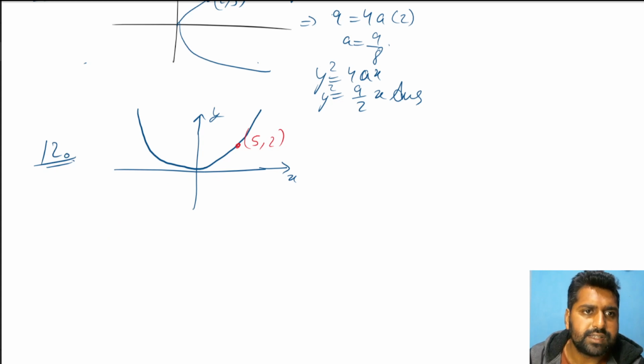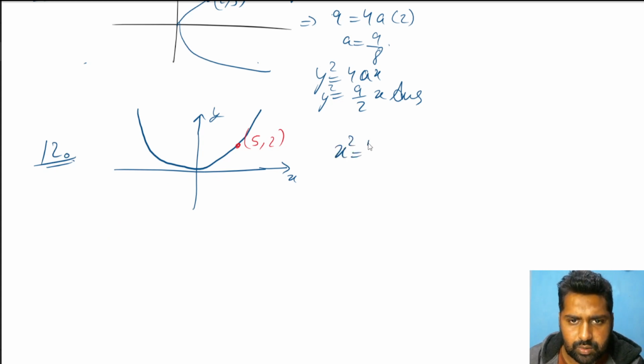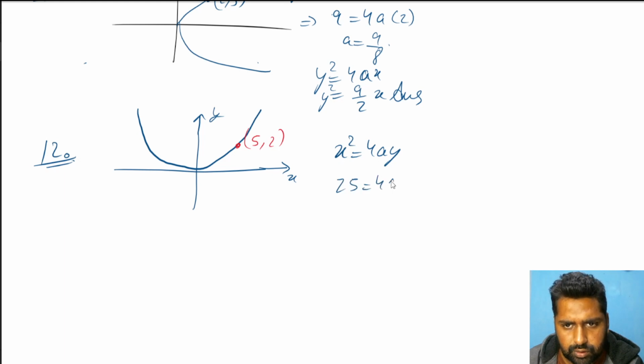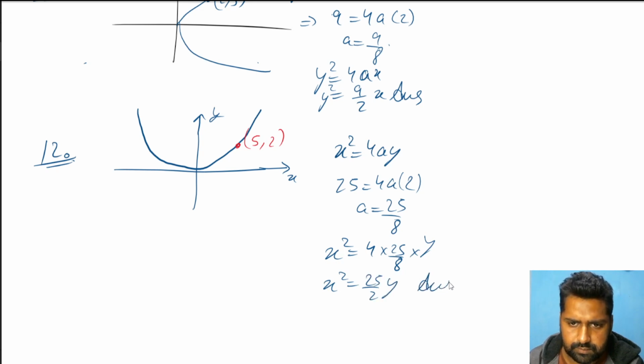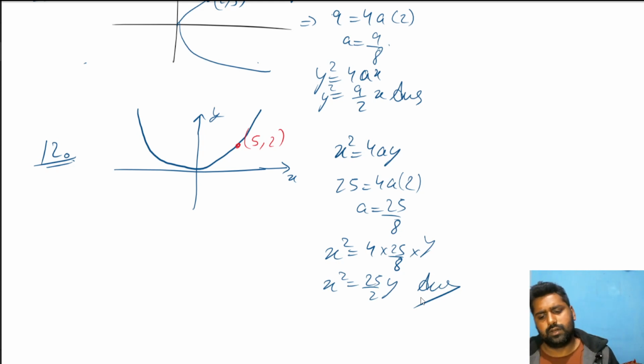Let's remove it. And what is the equation of this one? x square equal to 4ay we have to consider. Thought process is more important here. Rest everything is same. Put the value of y and x in it. x is 5, so 25 is equal to 4a, y is 2. So a is coming 25 by 8. So the equation is x square equal to 4 into 25 by 8 into y. So x square equal to, solving this, 25 by 2 y. That's the answer. Okay, fine.